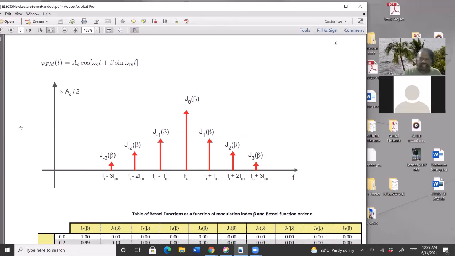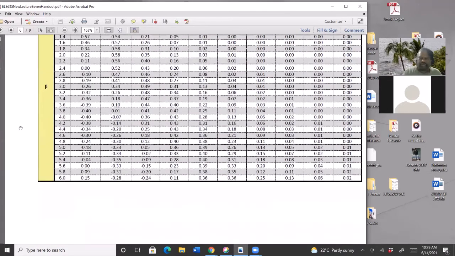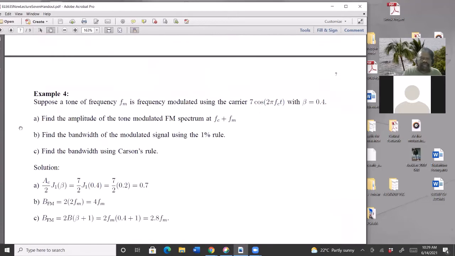Alright, so I'm going to now show you an example of how to calculate a big question. A tone of frequency Fm is frequency modulating the carrier 7 cos 2 pi Fc t with beta equal to 0.4. So beta is given. Find the amplitude of the tone modulated spectrum at Fc plus Fm. Then find the bandwidth of the modulated signal using the 1% rule. And then find the bandwidth using Carson's rule.